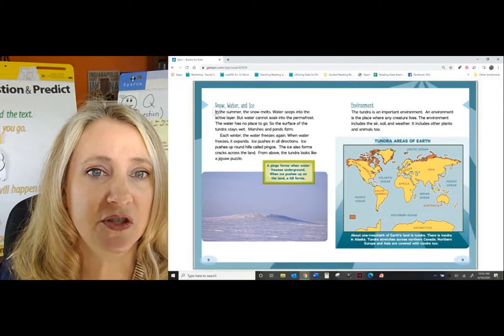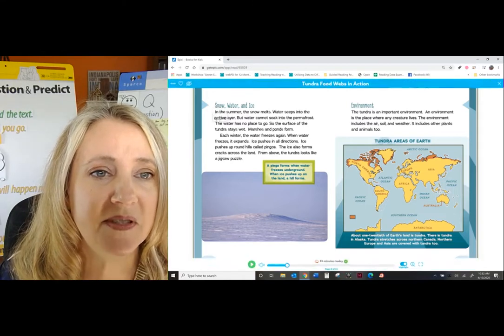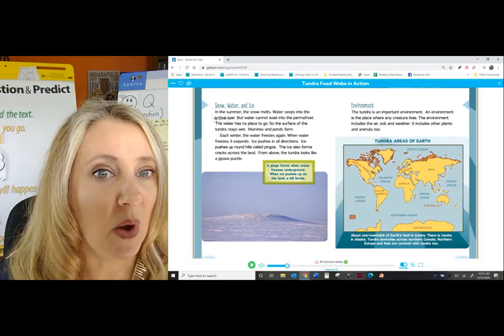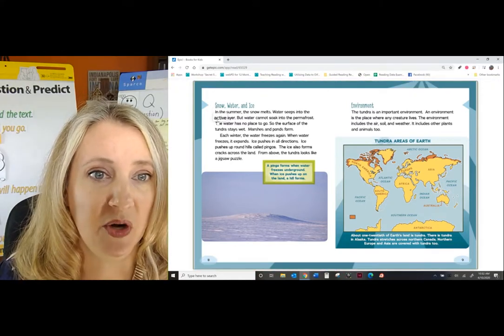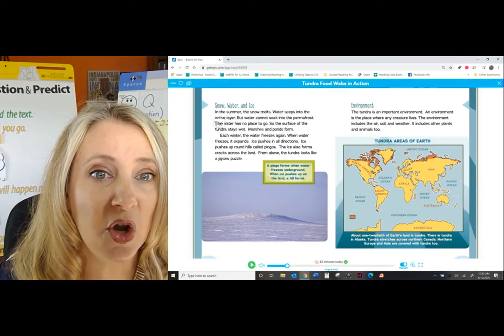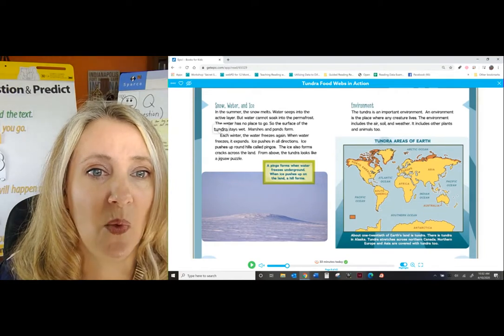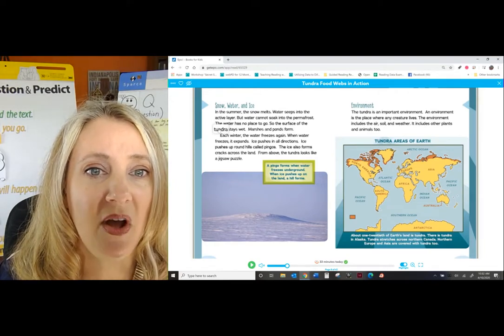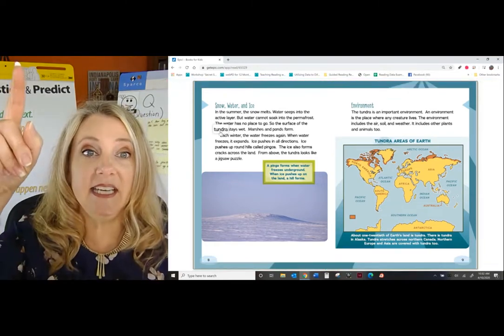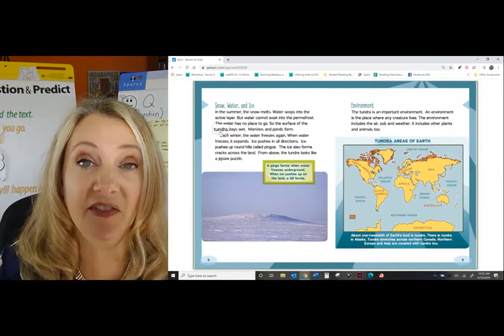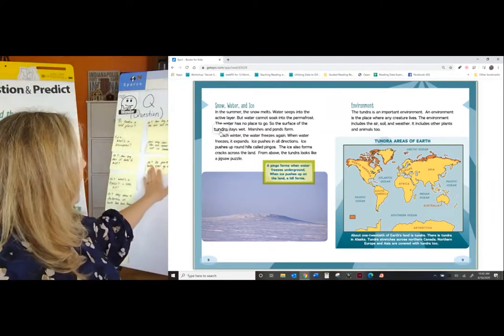In the summer, the snow melts. Water seeps into the active layer, but water cannot soak into the permafrost. The water has no place to go, so the surface of the tundra stays wet. Marshes and ponds form. Ding, ding, ding! I think we got an answer to our question.